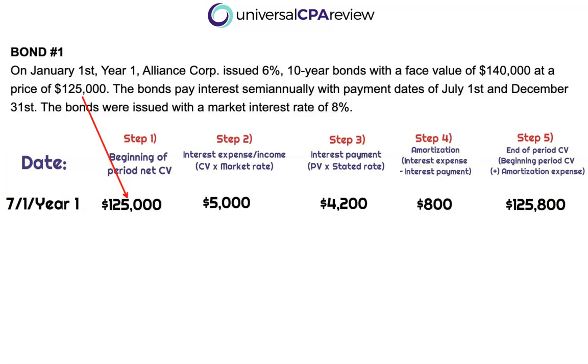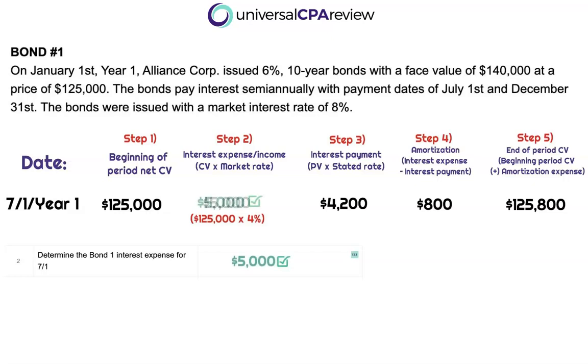All right, so we know the beginning carrying value is $125,000. That is getting multiplied by the market rate to determine the semi-annual interest expense. So the July 1st semi-annual interest expense is $5,000, $125,000 times 4%. Okay, so that is the correct answer choice for this first description. All right, so we must go through the rest of the table. So step 1 is complete. We determined the beginning carrying value. We also determined step 2, which is the semi-annual interest expense.